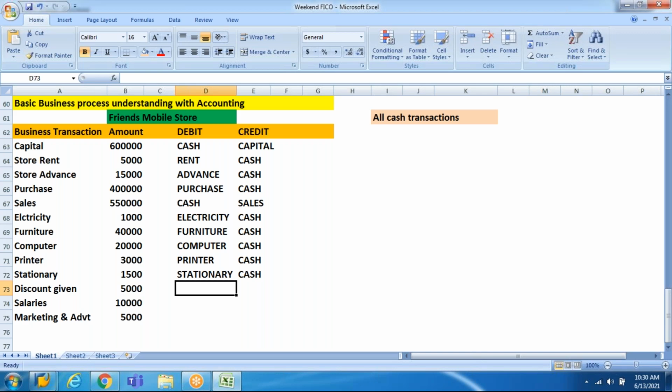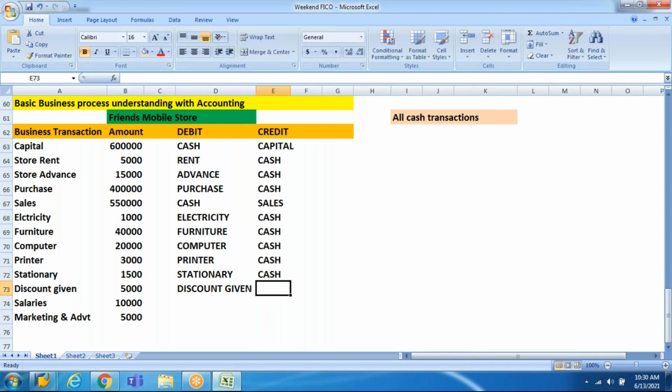Discount given. You are giving discount. Is this an expense to you or an income to you? Expense. So discount will be an expense, debited. Discount given to cash, since you are giving discount in cash, so you are receiving less cash. Correct?